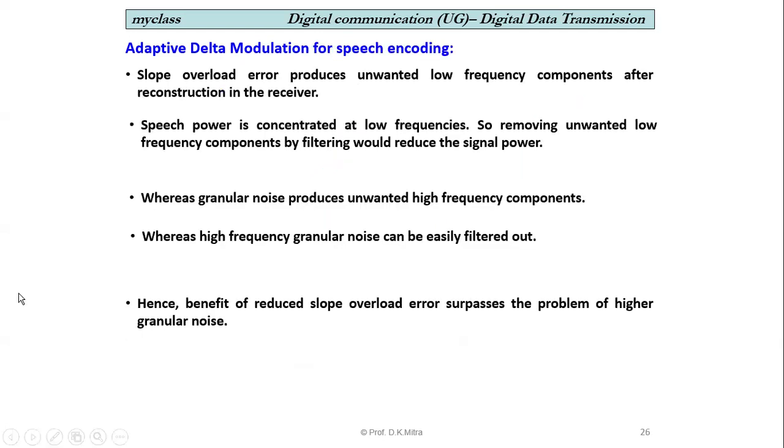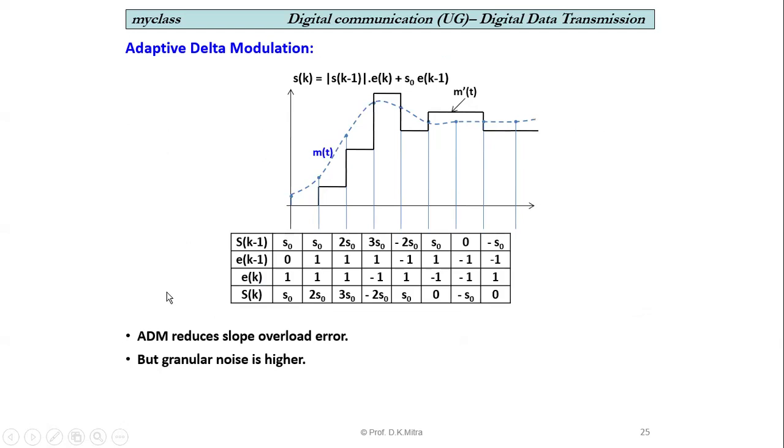Now, these are the conclusions. This conclusion is very important. I'll try to explain my best. The slope overload error produces unwanted low frequency components after reconstruction at the receiver. It reduces slope overload error, but increases granular noise. On these two, we shall discuss next: slope overload error and granular noise.